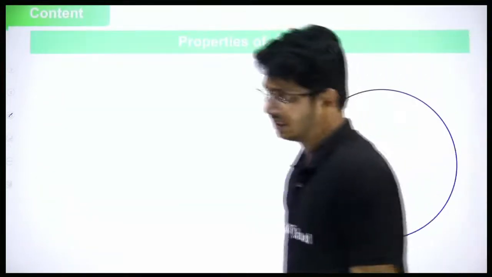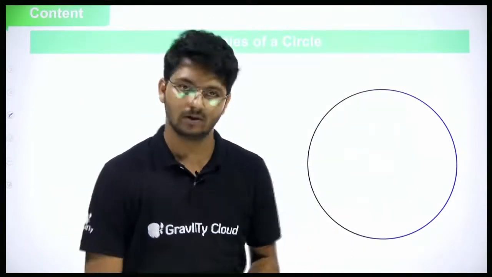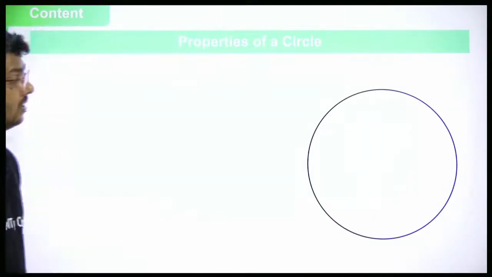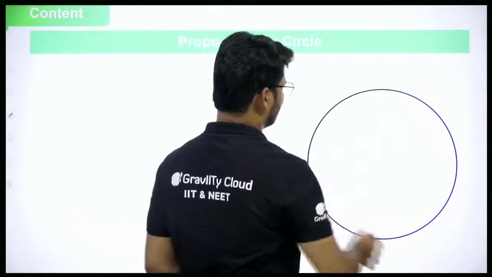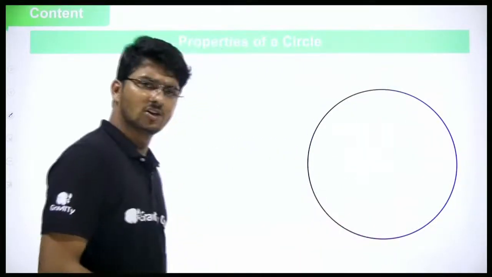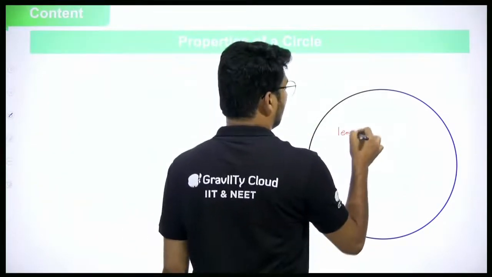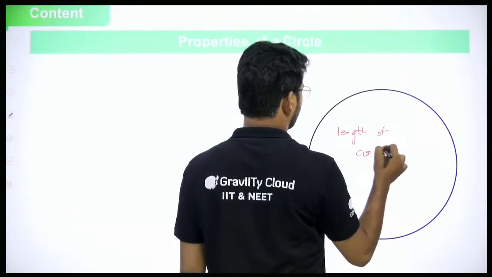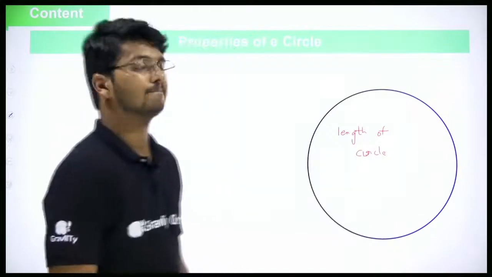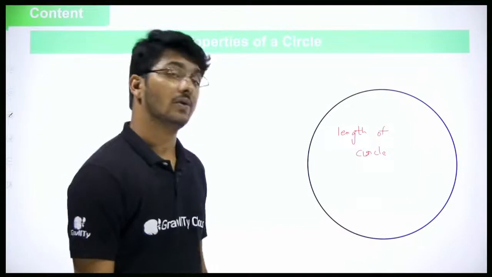Understood? Yes? Okay. Now when it comes to a circle, we learned about the center, we learned about the radius, we learned that all the radii are equal. Now look at a circle, this is a circle, and this is the boundary. You can call it a boundary, yes or no? Now what is the length of the boundary? If the question comes up, what is the length of the circle or the boundary of the circle, how do you find that?